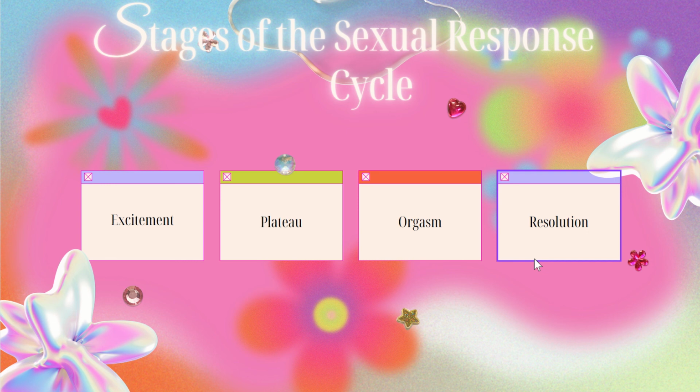This is also when it's a really good idea to build that connection, build intimacy with your partner through snuggling or cuddling, physical touch, talking to each other. What didn't you like? What did you like? Specific things that happened during the encounter that you can use for the next time. This is where that intimacy can really be built and the connection between you and your partner can be strengthened.